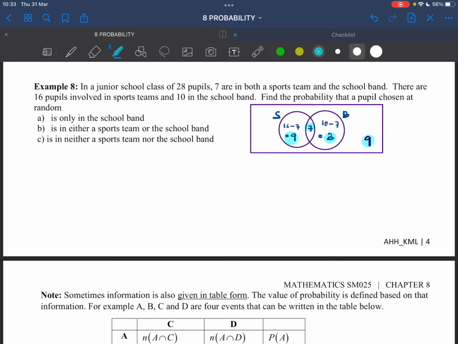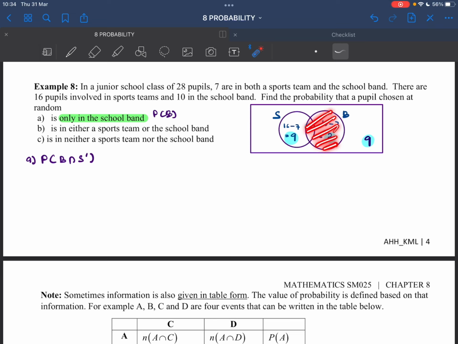Okay, the first one, A. Find the probability that the pupil chosen at random is only in the school band. Only in school band. Okay, so when we say only school band, that means what we want here is P(B intersect S prime). Which is no sports here. Okay, this is not P(B) only. If P(B), that will be everything here. Sorry, this one here, 3 plus 7.